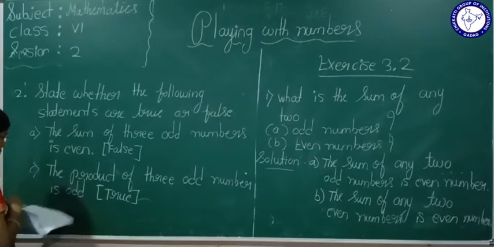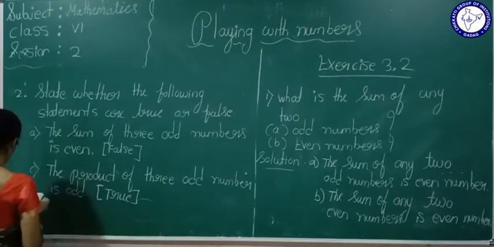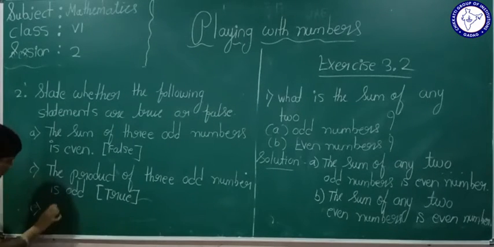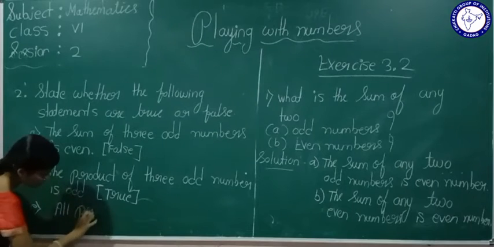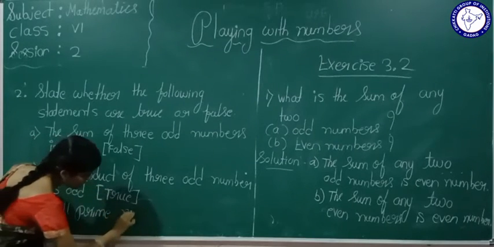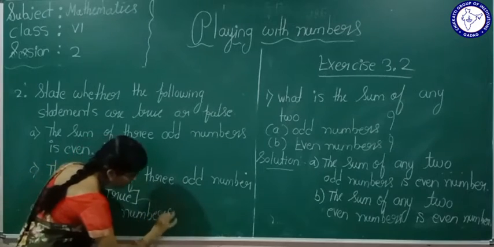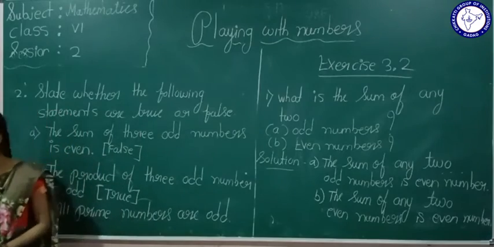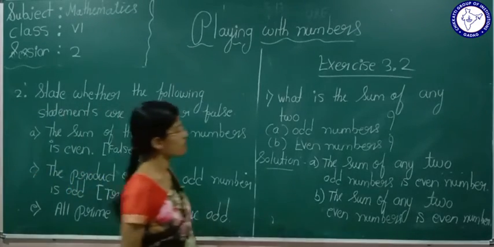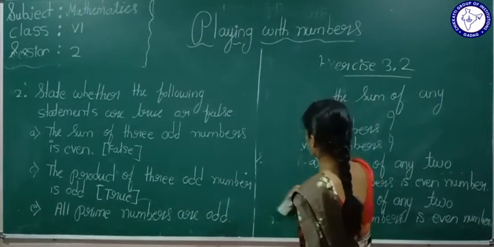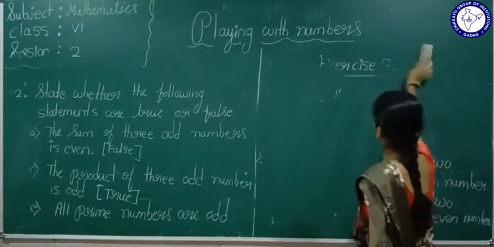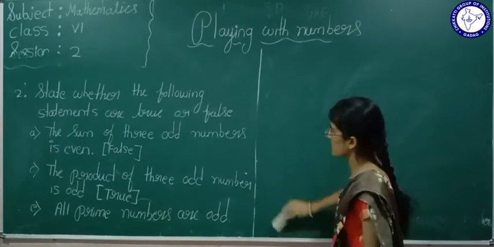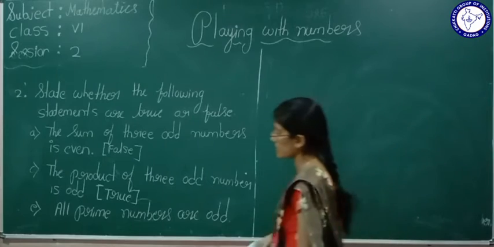So we will consider one more here. Say G: all prime numbers are odd. So what do you tell about this, students? Just think of it. All prime numbers are odd. Just give some work to your brain and answer this. Are all prime numbers odd?